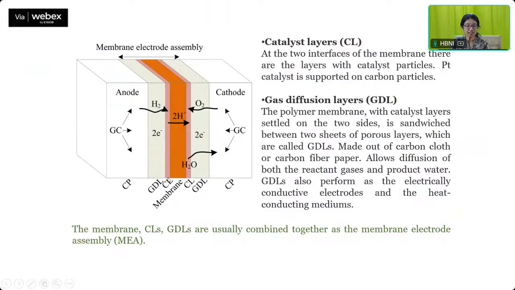So what is this catalyst layer, which is in between the gas diffusion layer and the membrane? At the interface of the membrane, there are layers with catalyst particles. Platinum catalyst is supported on carbon particles. So this is the catalyst layer.